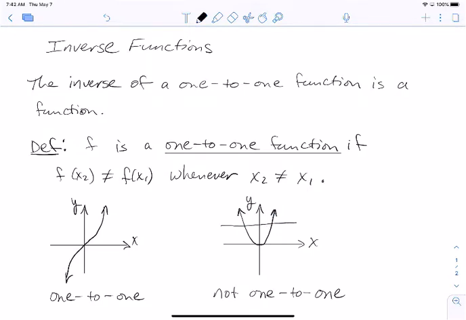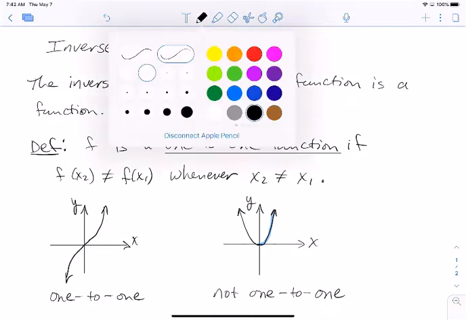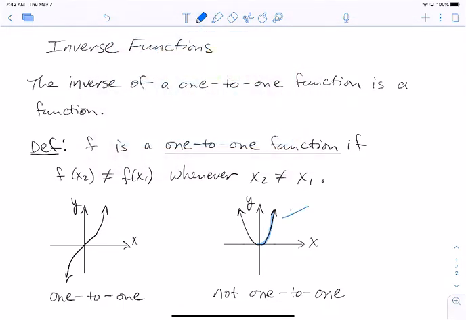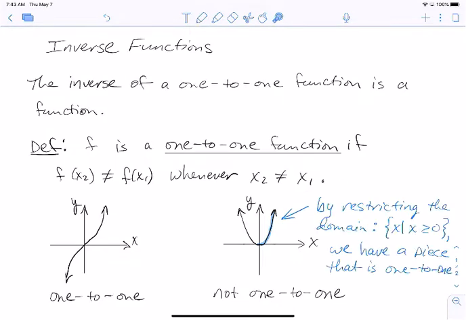And if the horizontal line intersects at 2 points, then that means I have two matching outputs for inputs that don't match. So that's how it violates the definition of a one-to-one function. We can, however, consider just a part of the graph. And here we're looking at, on the right, that part of the graph. And we can say that by restricting the domain so that we're only considering this set of x such that x is greater than or equal to 0, so the right portion of it, we have a piece that is one-to-one. Again, we care about one-to-one because then the inverse is itself a function.